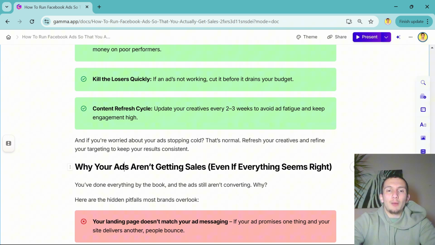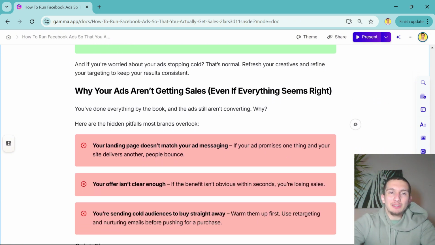So, why your ads are not getting sales, even if everything seems right. So these are just some pointers. So the hidden pitfalls that most brands overlook is that your landing page doesn't match your ad messaging. It's not congruent. At the end of the day, it all needs to be congruent. If your ad promises one thing and your site delivers another, people will bounce. If your ad is saying, we sell the best makeup in the world, people click on the ad because they want makeup, and then you're selling screwdrivers.